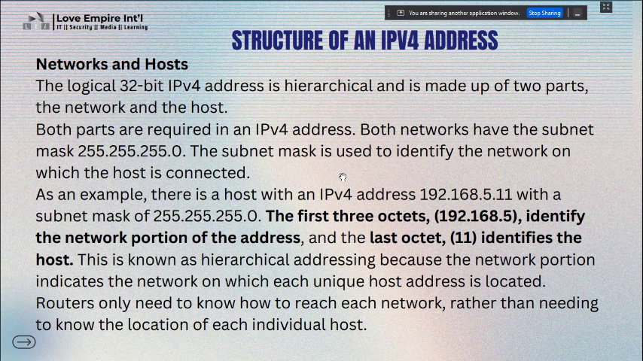This is known as hierarchical addressing because the network portion indicates the network on which each unique host address is located. Routers only need to know how to reach each network rather than needing to know the location of each individual host. So when a router is looking for a network, it searches for the network aspect of the IP address. Nothing concerns the router with the host aspect. That's the individual host.